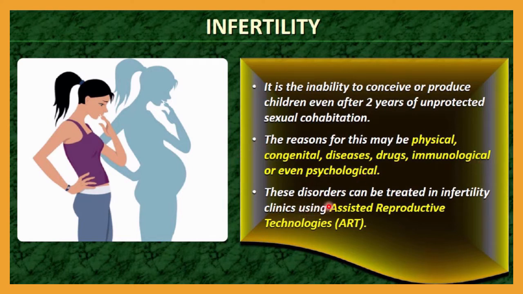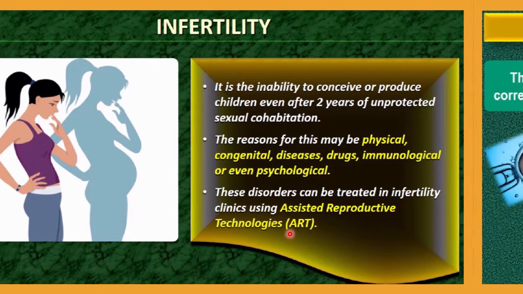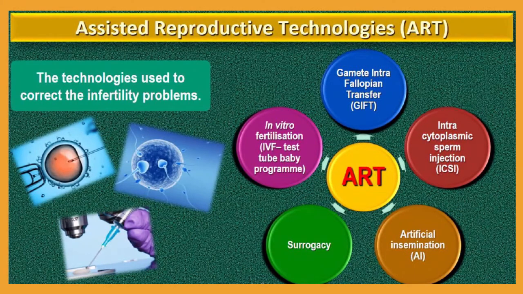These disorders can be treated in infertility clinics using some techniques, and that is called assisted reproductive technologies, or ART. So now we are going to discuss all the assisted reproductive technologies, or ARTs. These technologies are used to correct infertility problems, and they include all these methods.